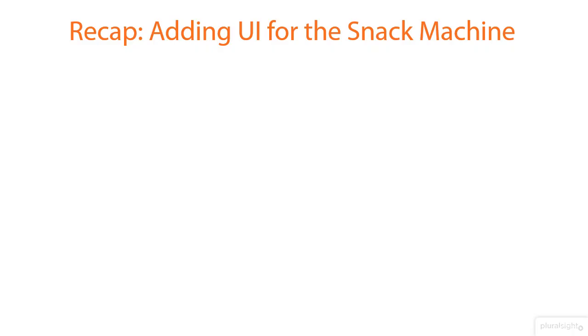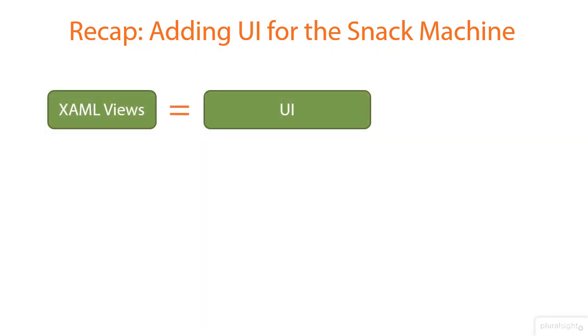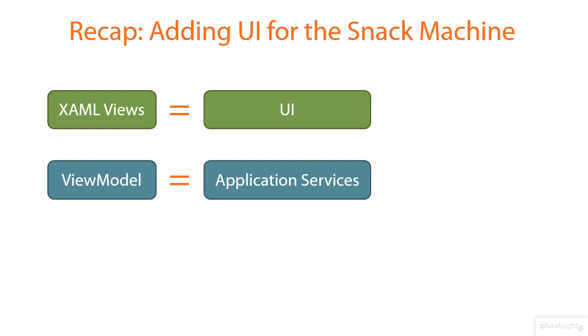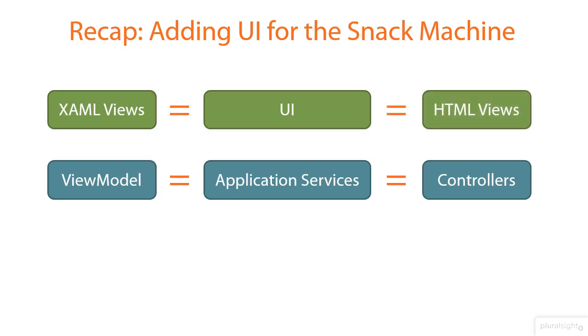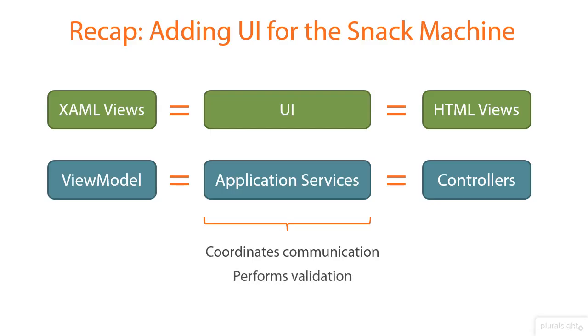In the previous demo, you saw we built a UI and application services layer. In our case, the UI layer was represented by XAML views, and the application services layer by view models. In an ASP.NET MVC solution, for example, controllers would act as application services, and HTML views would be the UI layer. The application services layer usually acts as a mediator between the outside world, which is the user interface, and the domain layer. This layer itself shouldn't contain any business logic, only coordinate the communication between different elements of the domain and validate the inputs from the UI.